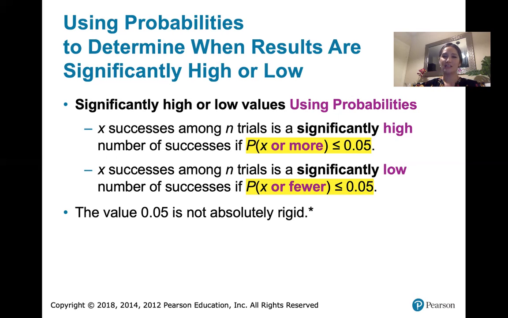Basically, if we were to look at these X values on a number line with our mean value in the middle, significantly high values and significantly low values correspond to values on the high end or the low end of that number line. If you took that number of successes or more, or that number of successes or less, the probability in those tails is less than or equal to 5%, or 0.05 as a proportion.